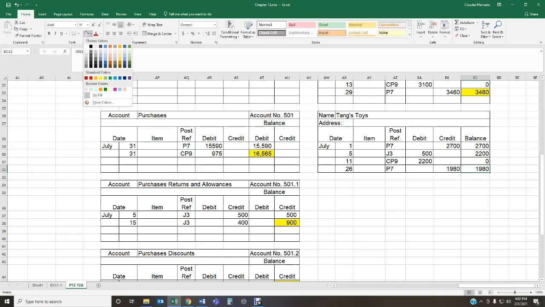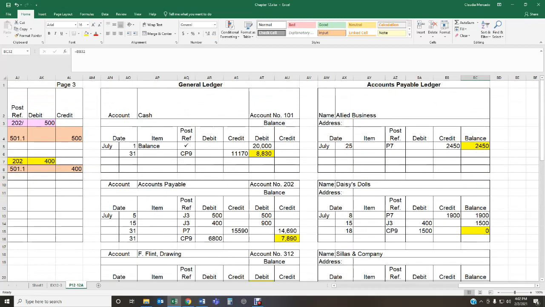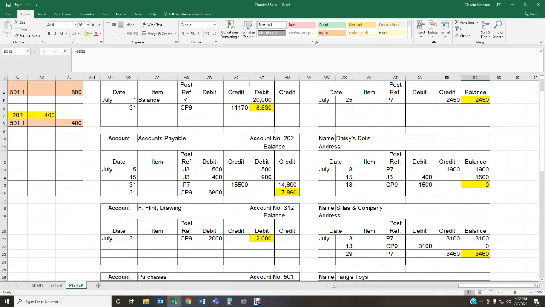So these are my ending balances for each of my vendors. Okay, these are who I buy from. I buy from Allied Business. I owe Allied Business $24.50. I buy from Daisy's Dolls. I don't owe anything to Daisy's Dolls at this point.